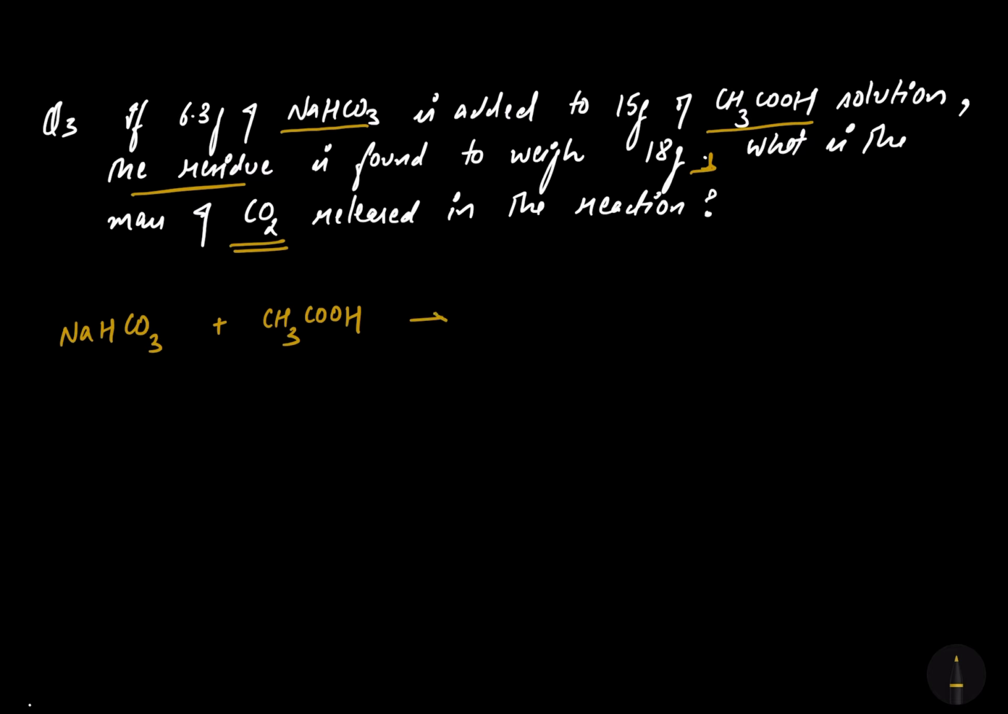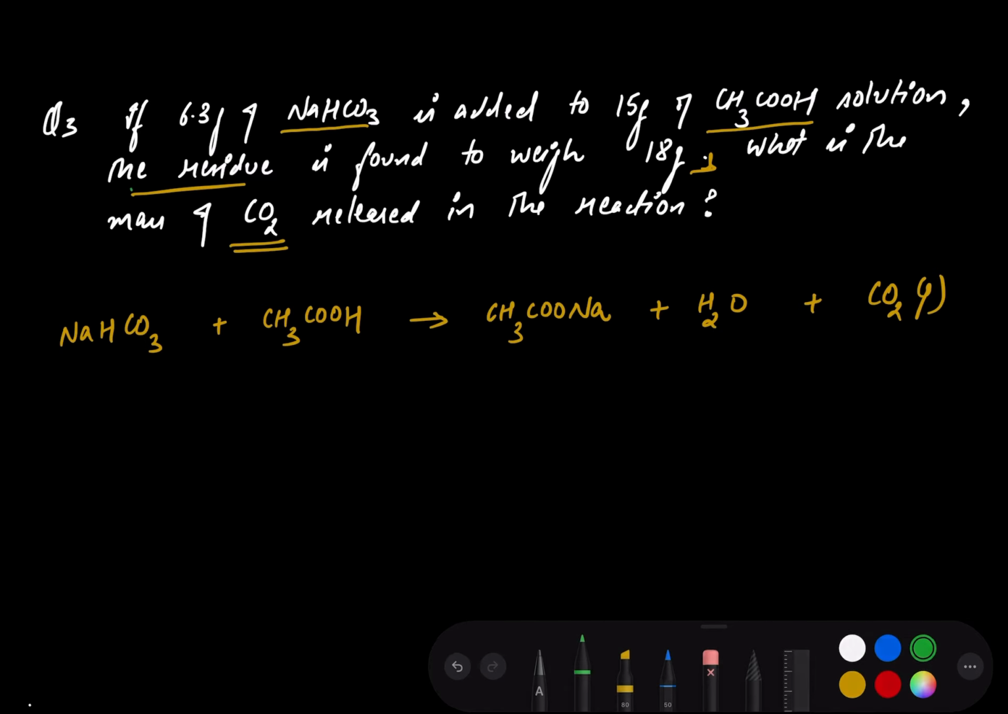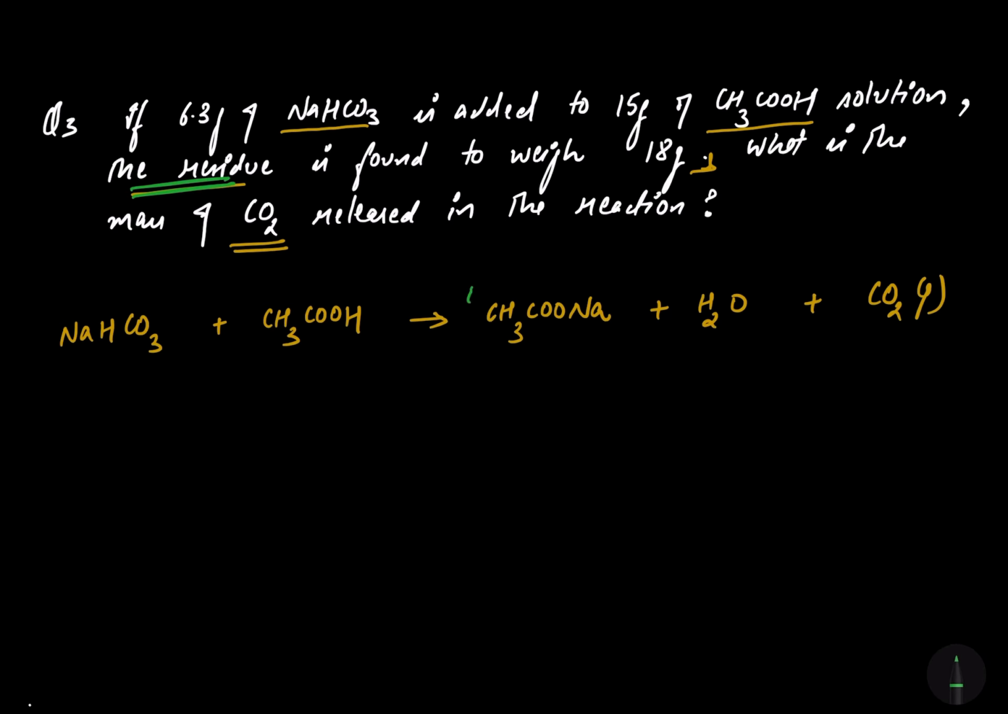So let me complete the reaction first. It's NaHCO3 and CH3COOH. That's an acid-base reaction. We come up with a salt, that's CH3COONa plus H2O plus CO2. That's my gas over here. So here in the numerical, the residue comes out to be this thing. This whole thing is residue and this gas has escaped out.